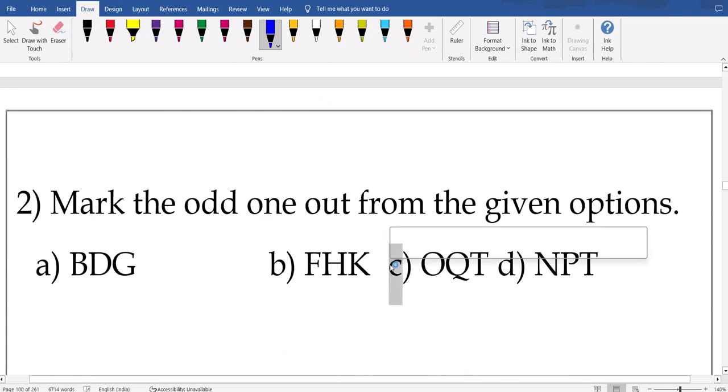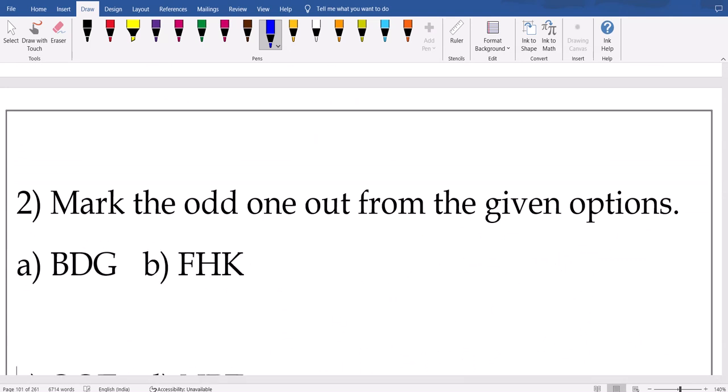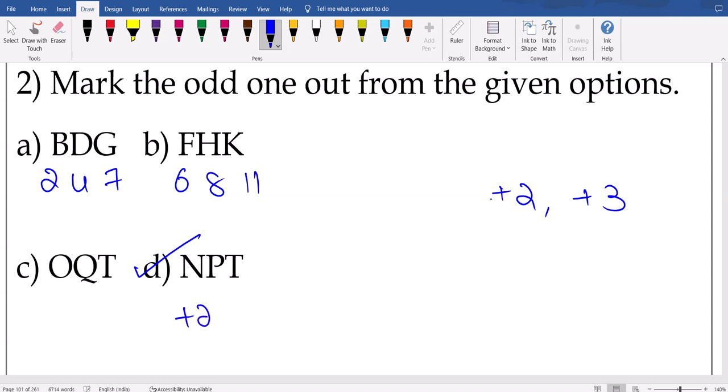Now this odd one out is related to letters. You can go for each letter value, then you can pick which is different among options. Right? So 2, 4, 7: plus 2 plus 3. 6, 8, 11: plus 2 plus 3. You can observe the plus 2 plus 3 logic. It failed in option D because this is plus 2 plus 4 logic. Difference is 2 and 3, but here difference is 2 and 4. 14, 16, 20. Problem is that. Here 15, 17, 20. Plus 2 plus 3 except option D.